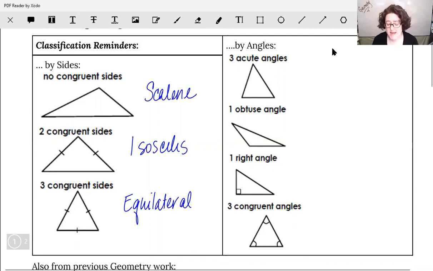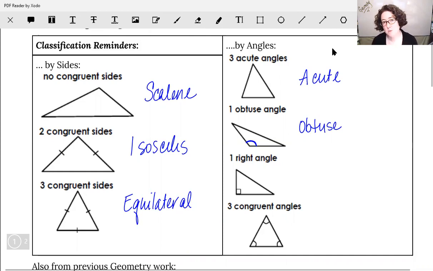Alrighty, then classifying by angles, if we have acute angles, so that means all our angles are less than 90 degrees, we call it an acute triangle. If we have one obtuse angle, so that would be the angle down here, that's greater than 90 degrees, we call it obtuse. But notice that the other two angles are definitely looking smaller than 90 degrees. If we're looking at a triangle, and we're about to discover why, we can only have a maximum of one obtuse angle.